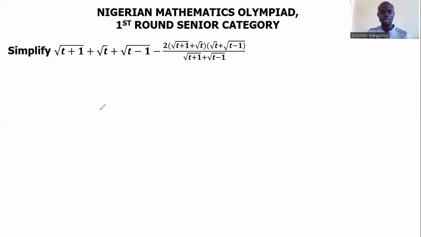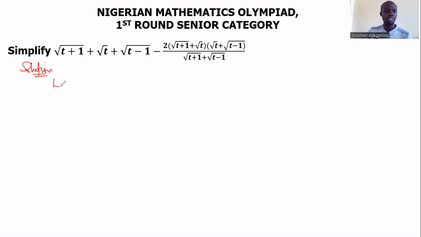Nigerian Mathematics Olympiad, first round, senior category. Simplify (√(t+1) + √t + √(t−1) − 2(√(t+1) + √t)(√t + √(t−1))) over (√(t+1) + √(t−1)). Let's take a look at the solution.